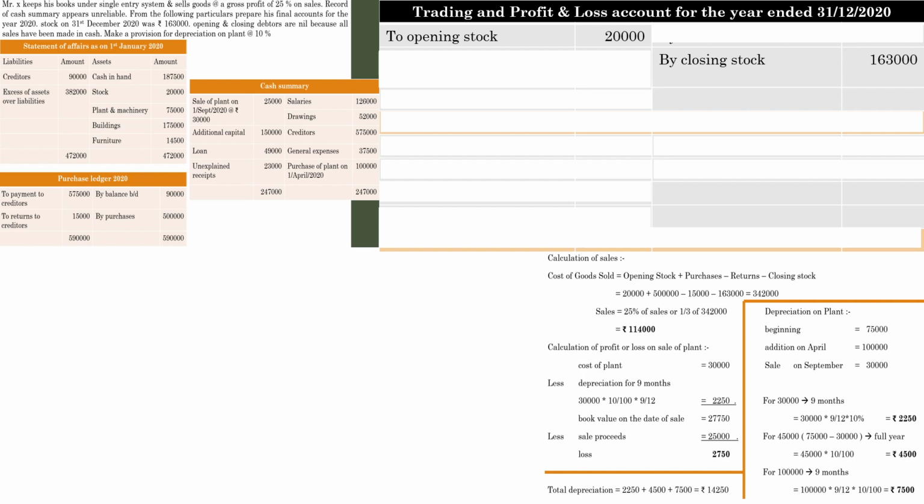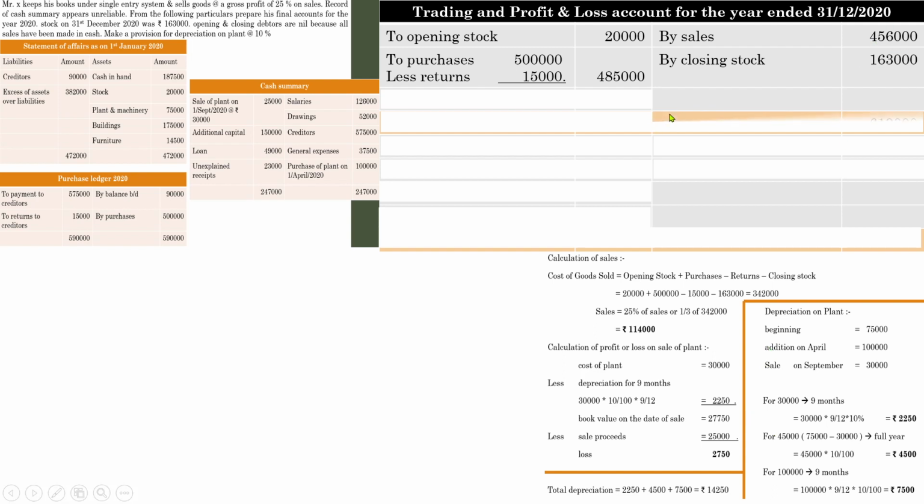And next one, purchases. Remember, in the question purchases was 5 lakhs, and in the same ledger account there was a certain amount of returns, so adjust the returns. Remember to adjust the returns of the concerned items. So show the net amount. Next one, sales. It was also mentioned in the question. There was no credit sales, and we have found the amount of sales during the year, that is 4,56,000.